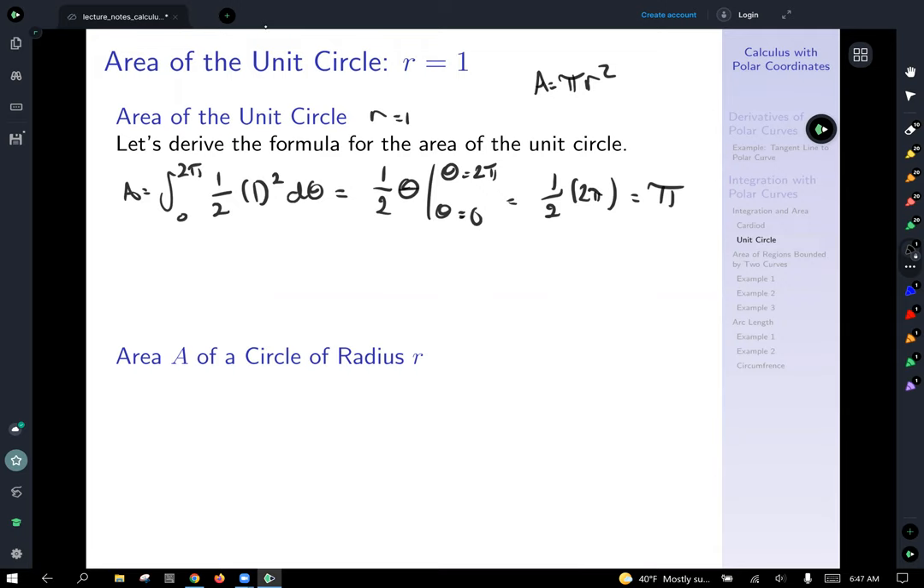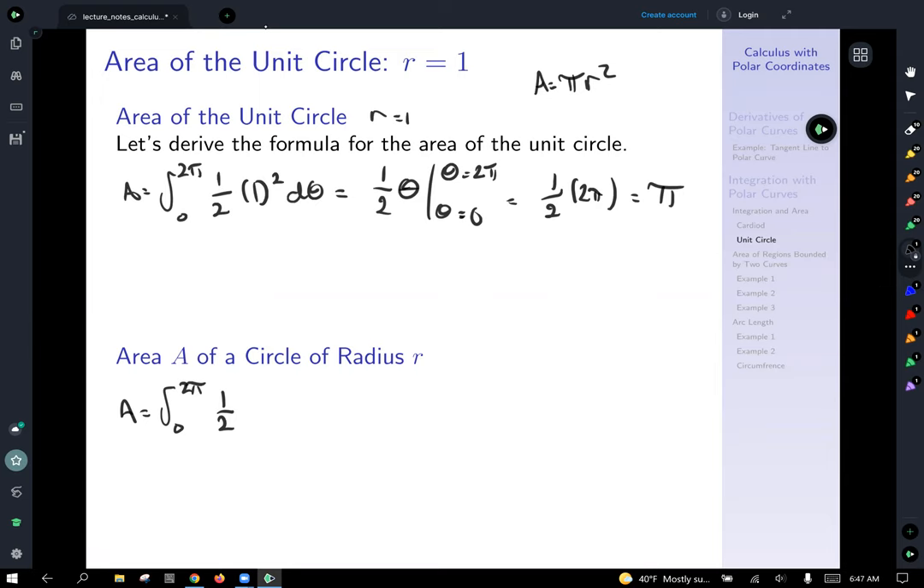Well, now let's try and do that for a circle of radius r. So what is our area integral in this case? It would again be from 0 to 2 pi. That will generate a circle exactly once. And of radius r, it's 1 half r squared.